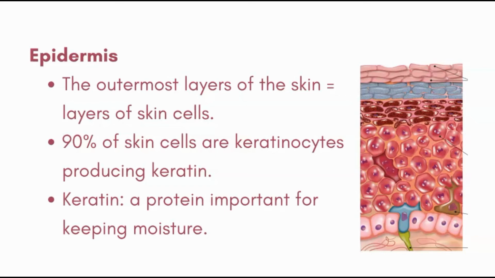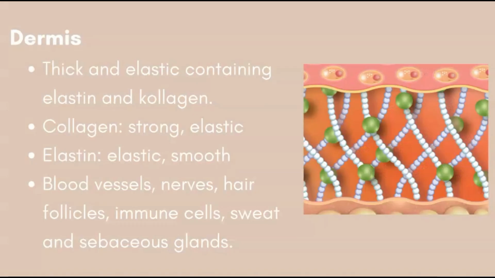New skin cells are produced in the lower part of the epidermis, and they work their way up through the skin, and it takes about 25 days for a skin cell to reach the skin surface. The next layer is the dermis, which is thick and elastic and made up of connective tissue containing fibers and the proteins elastin and collagen.